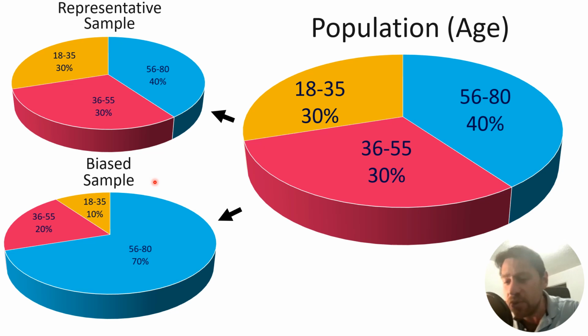So on average, older people tend to be more conservative, and on average, younger people tend to be more liberal and progressive. And so if you have a sample that is overrepresented with older voters, then your sample will overestimate the popularity of the conservative candidate and underestimate the popularity of the progressive candidate.